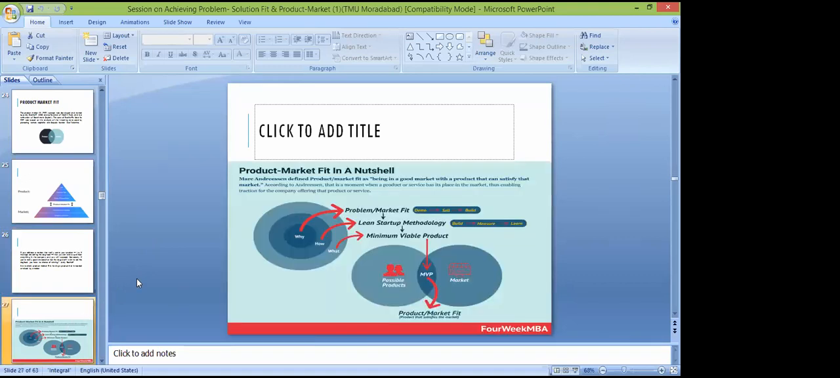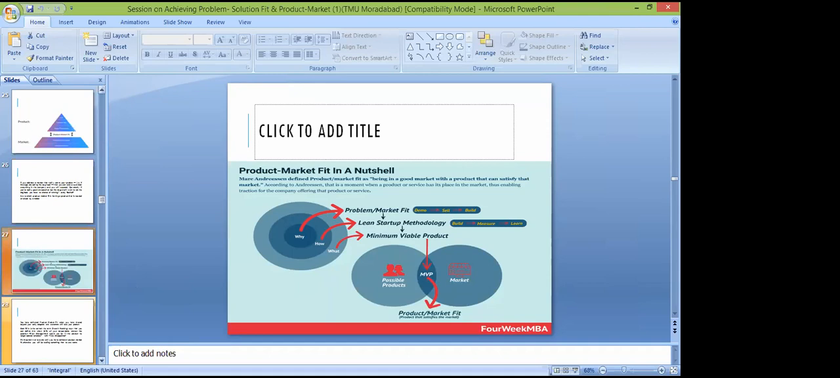Product market fit in a nutshell is about problem market fit. Your product must have readiness for the market. You should have lean startup methodology whenever you are planning for a startup in the early stages of the business. So you should make use of lean methodology. You should be ready with your minimum viable product for validation in order to validate your product in front of the customers, whether your product is acceptable or not. Next.